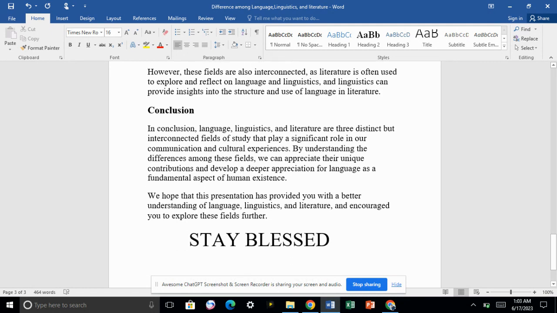Now let's come to the conclusion. In conclusion, language, linguistics, and literature are three distinct but interconnected fields. Hopefully you have grasped what I discussed in the above sections. By understanding the differences among these fields, we can appreciate their unique qualities. This is all about why we are going to study these things.